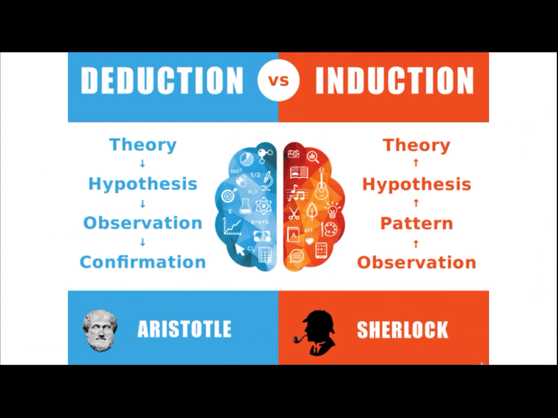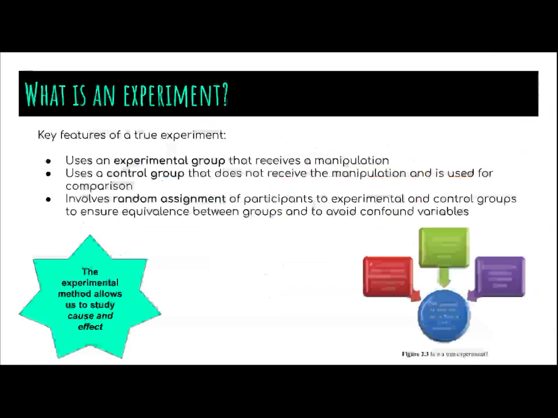Induction, however, starts at the bottom. If you notice on the orange side, the arrows are pointing up. We start at the bottom with an observation, notice patterns through those observations, which lead us to a hypothesis and eventually a theory. Sherlock Holmes is a good example of somebody who would use his observations to eventually create a theory.